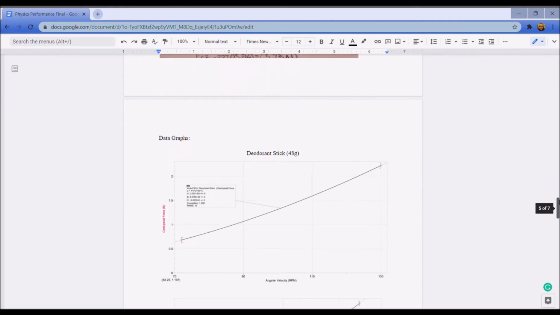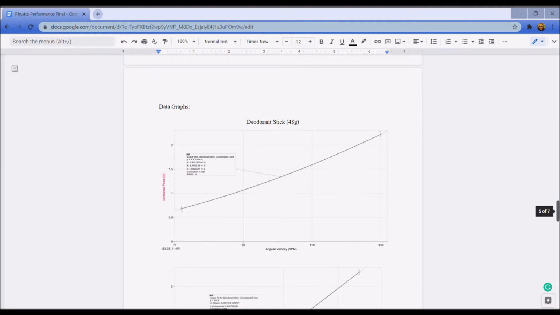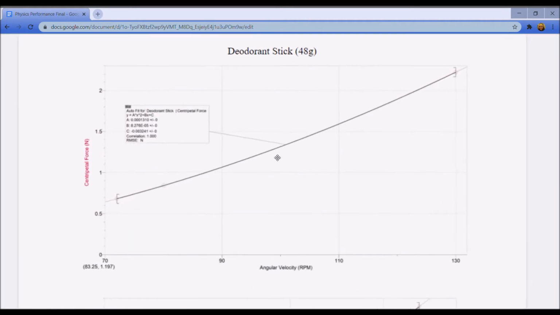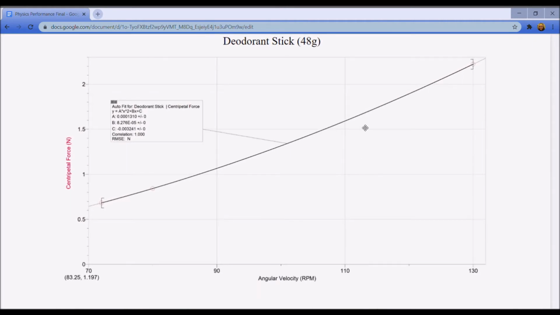Now, you might be wondering, what does this look like? Well, when I graph the data, here, let me zoom it in so that you can see better. For the x-axis, I use the angular velocity, which is going to be in revolutions per minute. And then in the y-axis, it's going to be the centripetal force, which is in newtons. And as you can see, this is not linear.